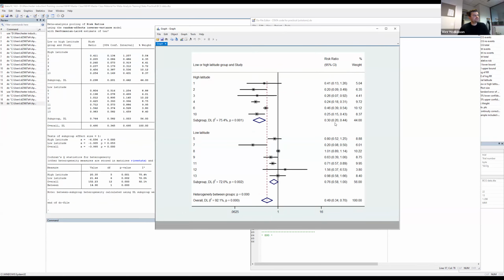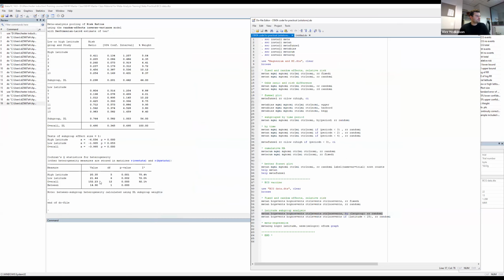So you can see for the high latitude, it's ranging from 0.2 to 0.44. And if we compare that to the low latitude, 0.58 to 1, these two statistics are not overlapping. So that would suggest that there is a statistically significant difference between the two groups of latitude countries. And you can also compare this in the Cochrane Q statistic as well. If you go down to the between section and read across to the p-value, you can see the p-value is less than 0.05, so that shows there is a significant difference.